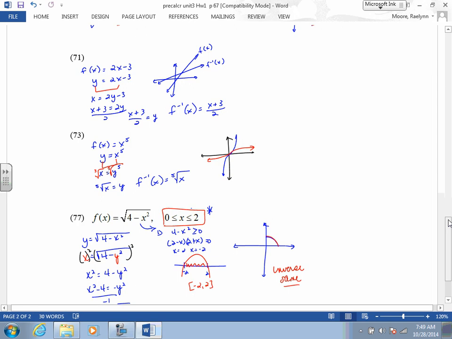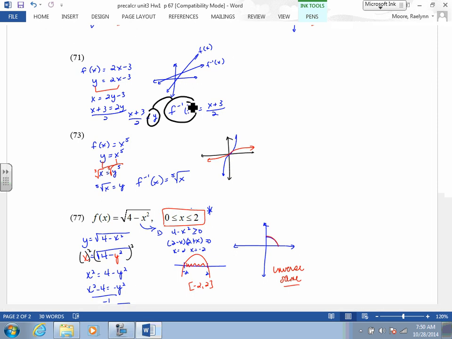For 71, make sure you interchange your x and your y and then solve again for y. And then last, make sure you take that y equals and turn it into the right notation for an inverse. f to the negative 1 of x. Make sure you turn it into the inverse notation. Interchange your x and y, solve for y.